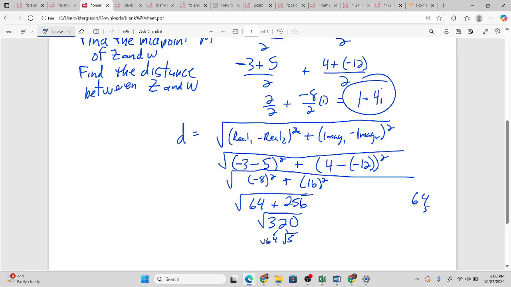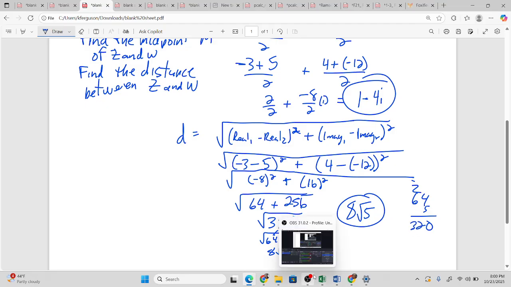So I'm going to take the square root of both of those. What's the square root of 64? It is 8. Square root of 5 stays. So my answer for the distance will be 8 times the square root of 5. 5 times 4 is 20, carry the 2. 5 times 6 is 30, plus 2 is 32. See? Don't need that. So there we go. So my distance, d, equals that, and my midpoint, m, equals that.